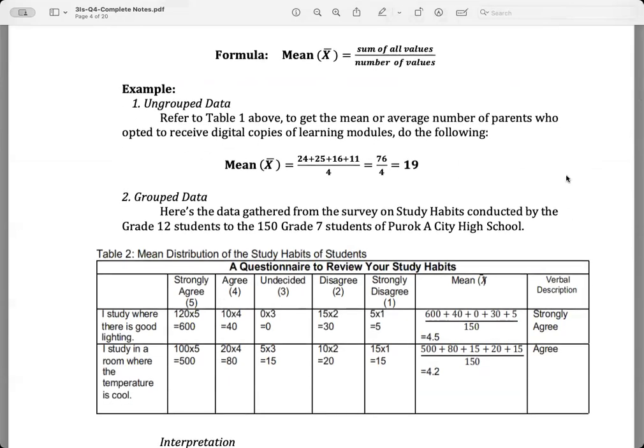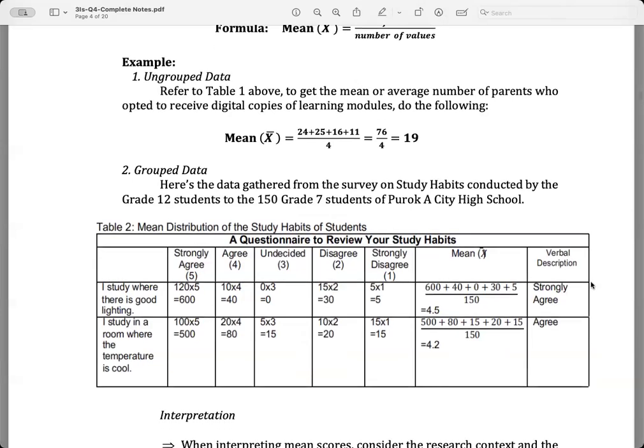Okay, so usually the mean score that you produce or were able to solve will have its equivalent interpretation. So in this case, for example, the mean score for this item in a questionnaire, like a study where there is good lighting, got a mean score of 4.5. So that would actually be interpreted with a strongly agree verbal interpretation. Or if you would further analyze it, that would lead you into the understanding of a high level of mean, because it's very close to 5, as 5 is your closest number here. So the same goes also with the other items.